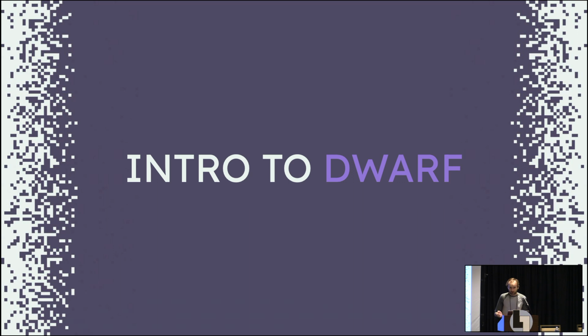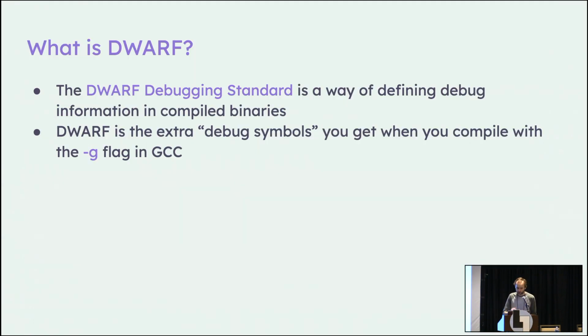Anyway, we've talked about static analysis here. I do want to save some time to talk about dynamic analysis, debugging, and stuff like that. To do that, we have to talk about the DWARF debugging standard. The DWARF debugging standard is basically a way of defining debug information in a compiled binary. If you're familiar with it, it's probably because it is the output you get with the -g flag in GCC. It's that extra debug data.